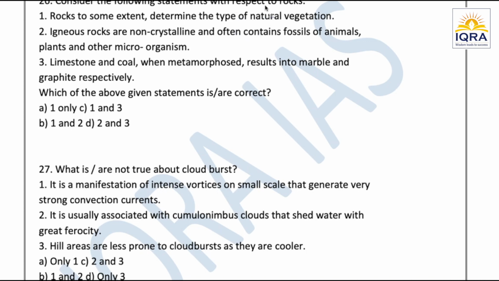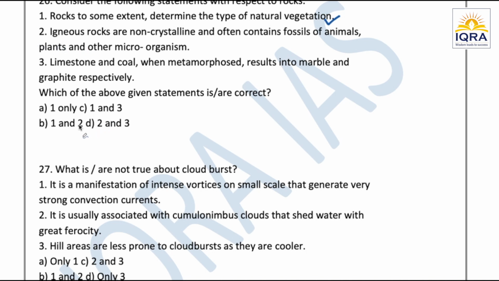Consider the following statements with respect to rocks. Statement 1, rocks to some extent determine the type of natural vegetation. Correct, this is a right statement. Statement 2 says, igneous rocks are non-crystalline and often contain fossils of animals, plants, and other microorganisms. This is a wrong statement, because it is not the igneous rocks, it is rather the sedimentary rocks which are non-crystalline and often contain fossils, right? So statement 2 becomes an incorrect statement.